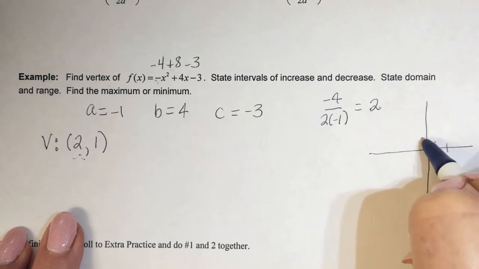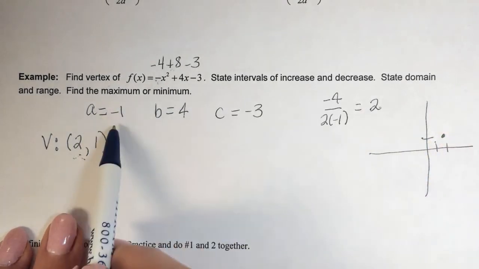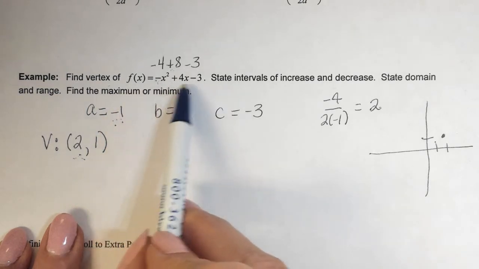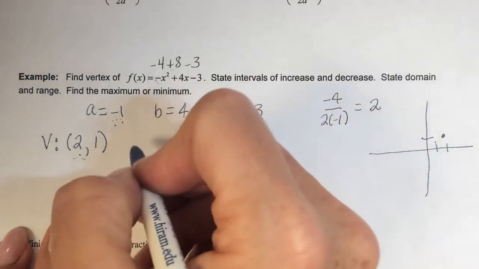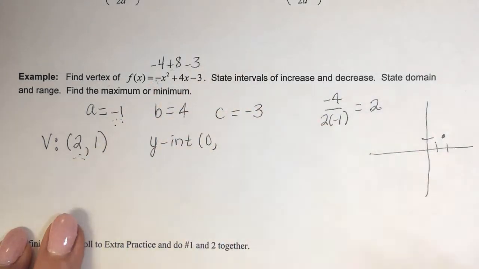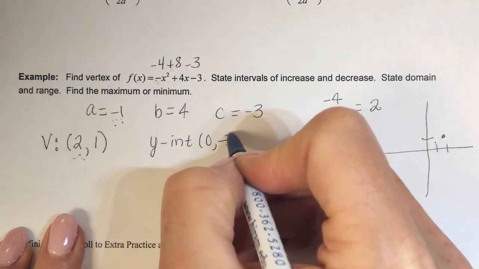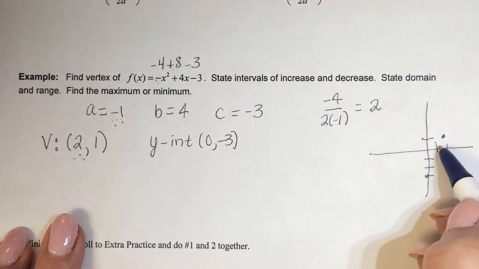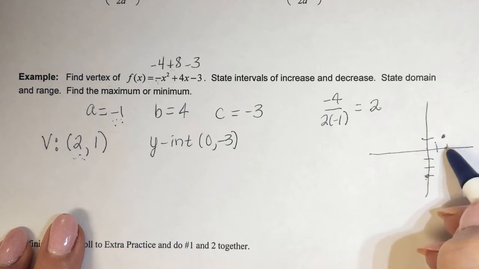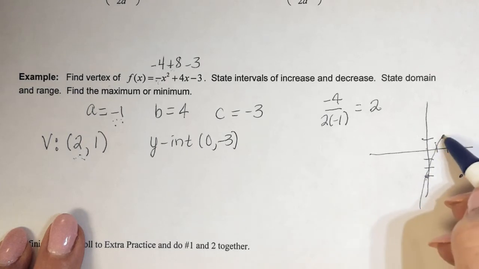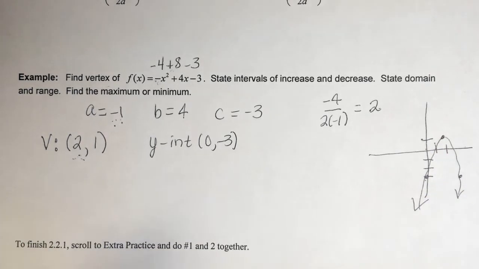Now, I like to make a little sketch of this. I'm going to go to 2, 1. Here's my point. If my A value is negative, what does that mean? Are we opening up or down? Down. Do I know the Y-intercept? What's the Y-intercept? Let's go ahead and find that. If I plug in 0 for x, what do we get? Quick, guys. Negative 3. Now look, if I go over 2 and down 3 to get that point, I can go over 2 this way and down 3 to get another point. Just to do a quick little sketch. It doesn't have to be perfect.